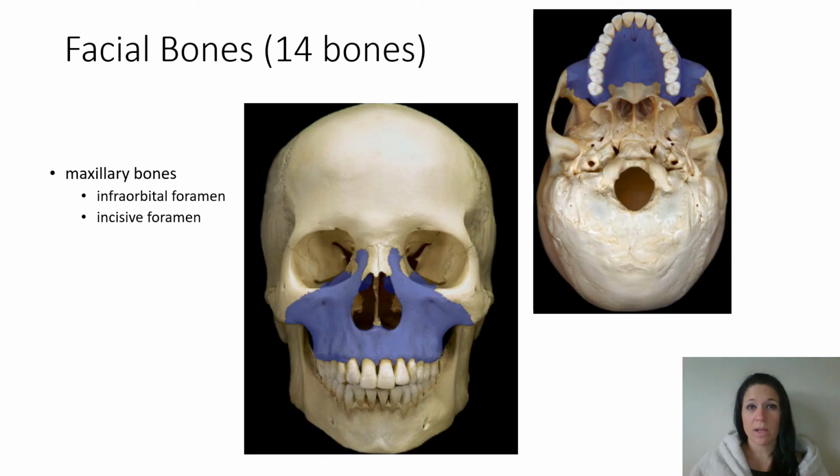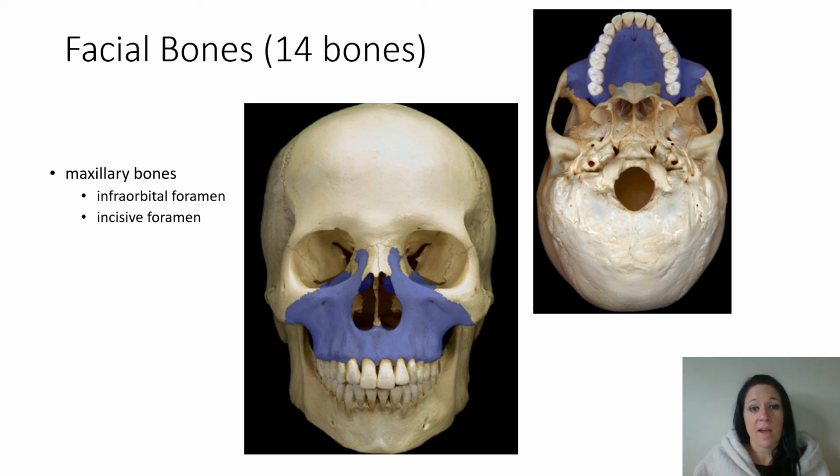The next bone we're going to look at is the maxillary bone, or the cheekbones. We have 2 maxillary bones, and these compose the cheek and a portion of the roof of the mouth. We can see this bone both in an anterior view, making up the cheeks, or in an inferior view, making up this portion of the roof of the mouth.